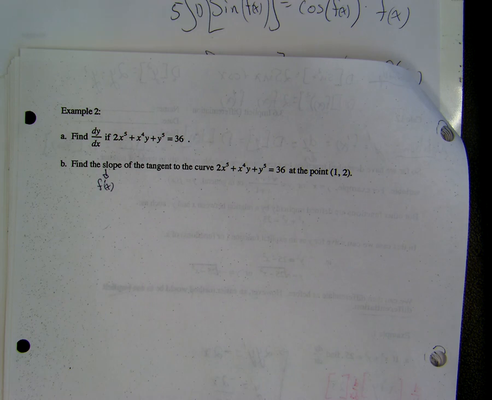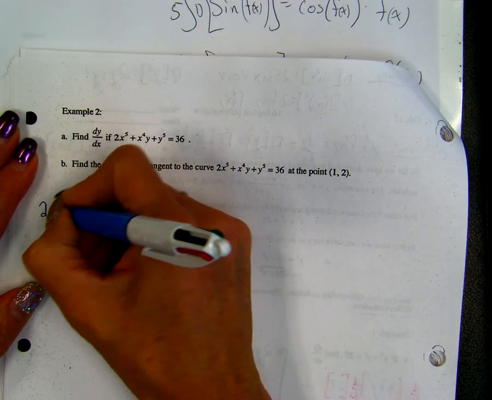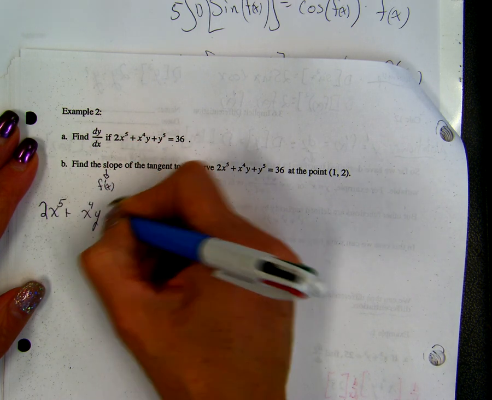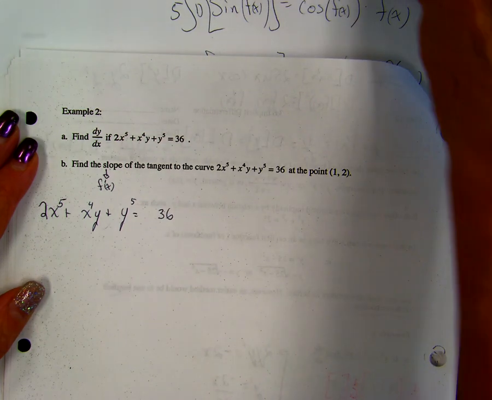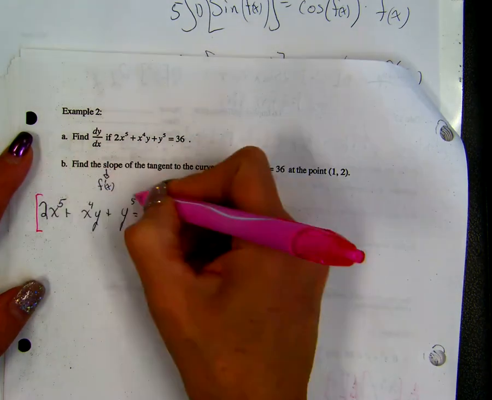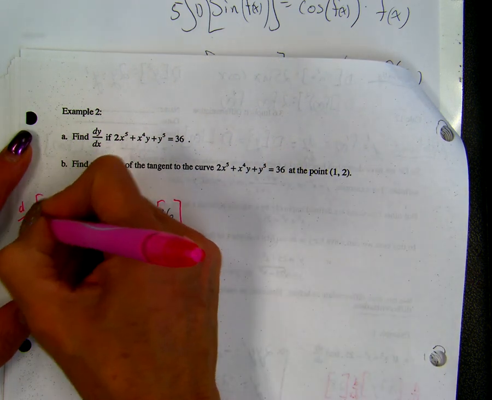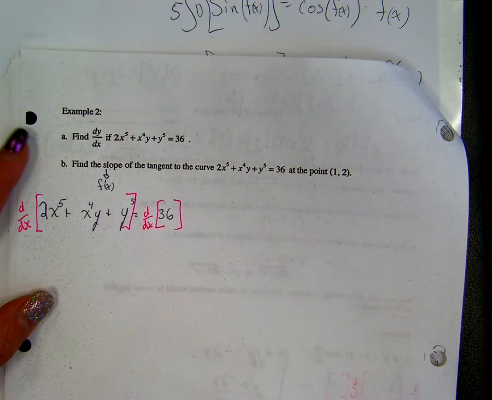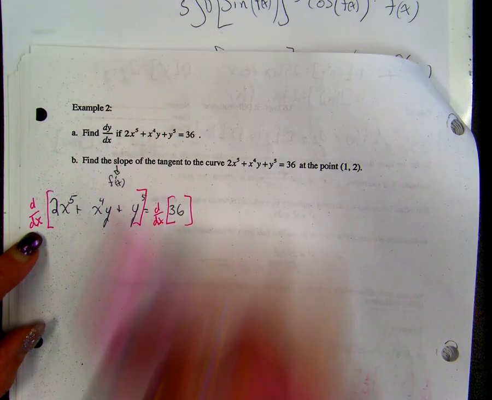Okay, so we're going to take our function, write it out again, and do the same thing to both sides of the equal sign. Okay, so I've got 2x to the 5th plus x to the 4th times y plus y to the 5th is equal to 36. So I need to know the derivative of this function, that is, what is y prime? So on both sides of the equal sign, I'm taking the derivative with respect to x. So the derivative with respect to x for each of these terms.